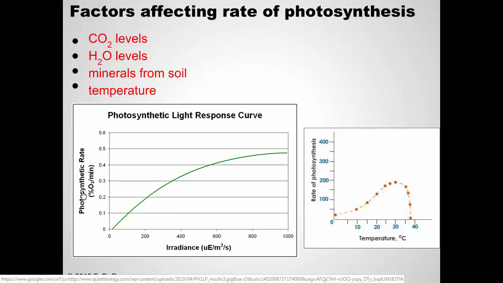What is 30 degrees Celsius in Fahrenheit? That's like 80. 37 is human body temperature. What's the radiance? Intensity of light. So this is the intensity of light and what happens in photosynthesis.